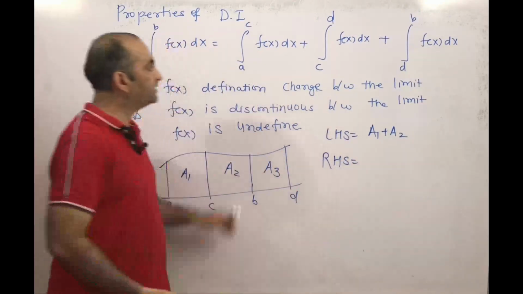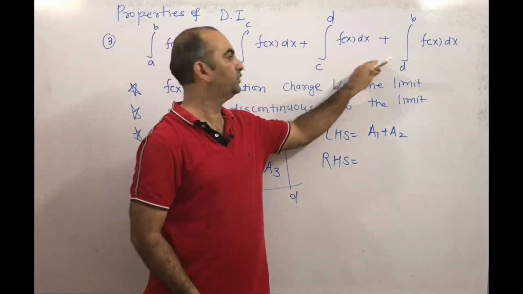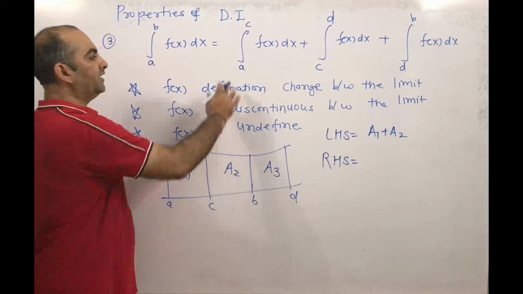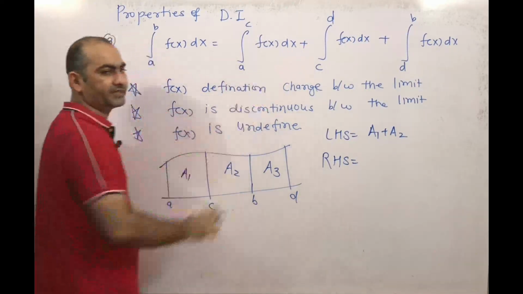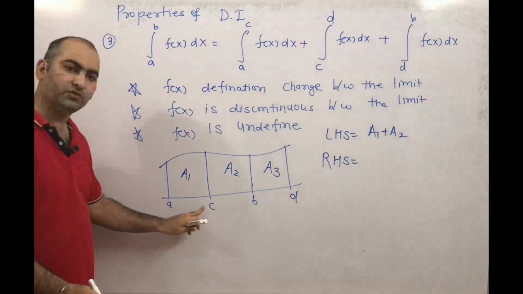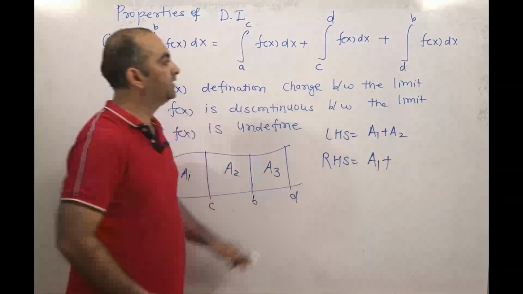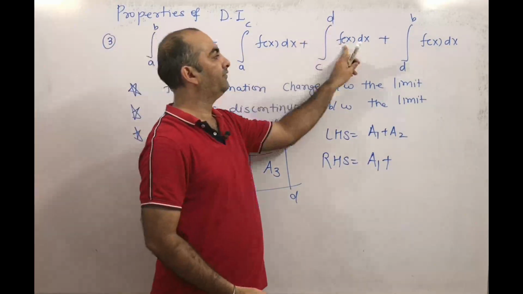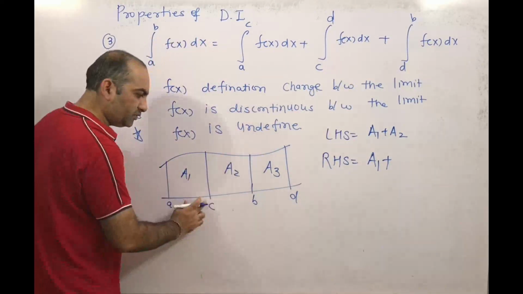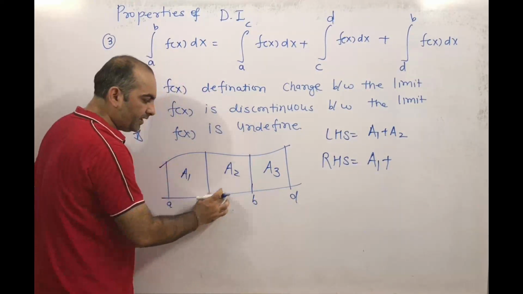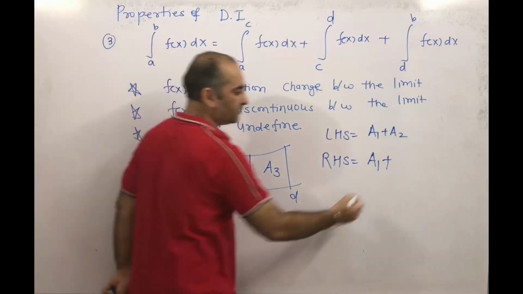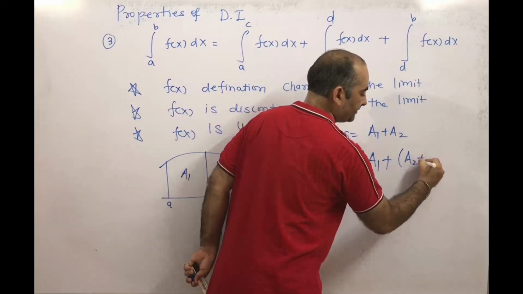Okay. So on the RHS we have 3 terms. First term is what? Integration a to c f(x) dx. A to c, so what is the area? A1, plus integration c to d f(x) dx. So integration c to d, what will it become? A2 plus A3. So this will become A2 plus A3.